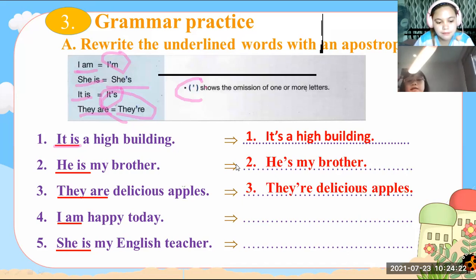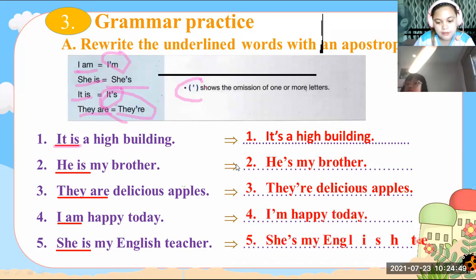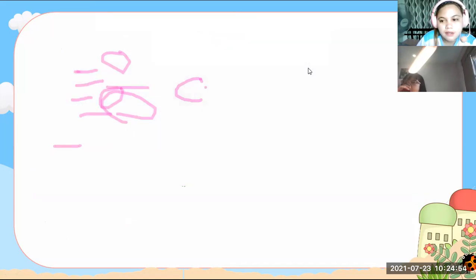I'm happy today. Okay, what's your answer? I'm happy today. Okay, that's good. And last one. She's my English teacher. What is your answer? She's my English teacher. All right, very good, Han. So you got 5 points here. Okay, so next one, let's see what we have.